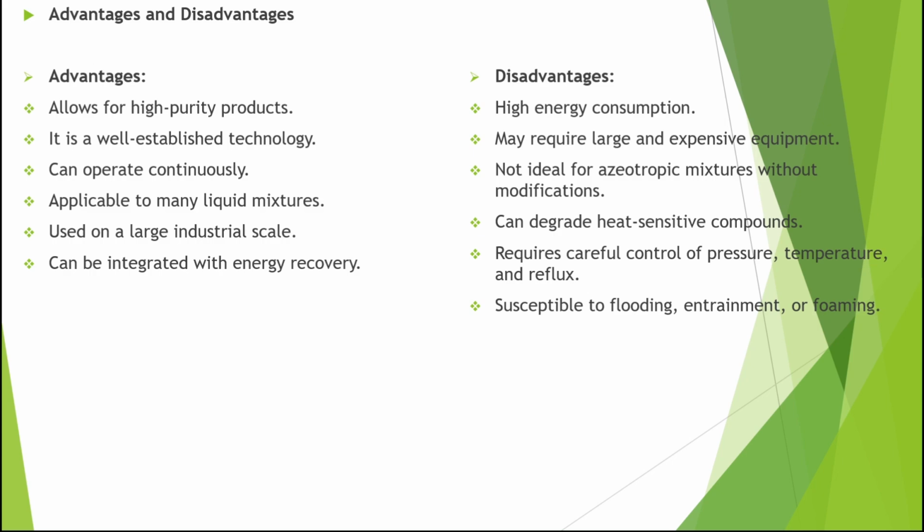Advantages and disadvantages. The main advantages of distillation columns are that they can produce high purity products, operate continuously, and be used at large industrial scale. However, they also have disadvantages. They require high energy consumption, careful control, and large equipment. They may also have problems such as flooding, entrainment, foaming, and difficulty separating some mixtures.